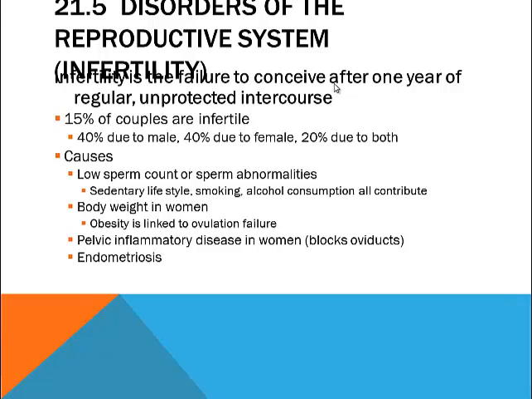In women, body weight contributes to infertility. Obesity is linked to ovarian failure. Pelvic inflammatory disease, which blocks the oviducts, can cause infertility, as well as endometriosis. There are adoption and assisted reproductive techniques that are available.